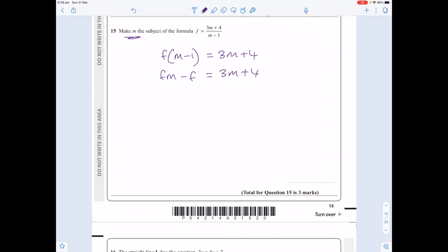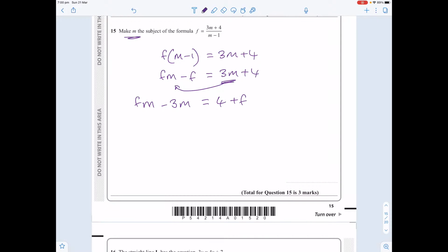The next step would be to get both M's onto one side. Currently, we have M's here and we have M's here. So we want to make them go over to the same side. You could choose to bring this over here, or you could bring this one over there. It doesn't matter which way around you do it. Okay, so let's bring the 3M over to the other side. So we are going to bring this plus 3M over to this side. So on the other side, it will become a minus. So you end up getting Fm minus 3M. And on the other side, you could take this minus F with the 4, and you will have 4 plus F. Remember, this sign will become a positive on the other side. Okay, so you have that.